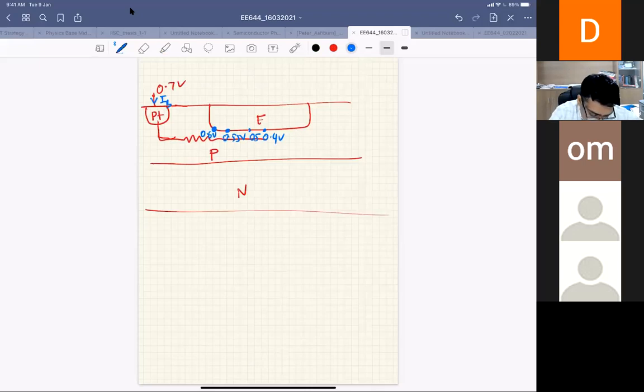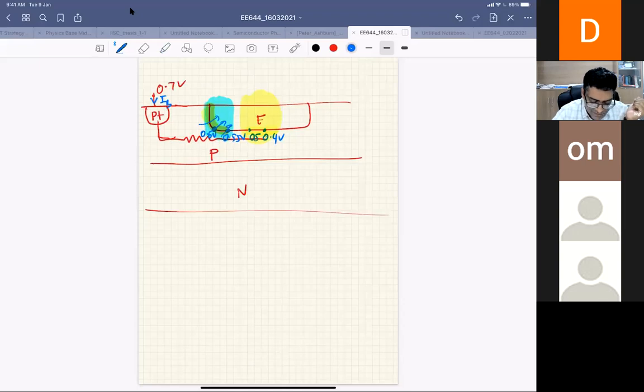If you see here, at the side of the base-emitter junction, the junction is forward biased by 0.7 volt, but the middle is forward biased by only 0.4 volt. That means the middle of the emitter is less forward biased compared to the side. The side is heavily forward biased, while the middle is only 0.4 volt in this example. That means most of the current will flow at the edges.